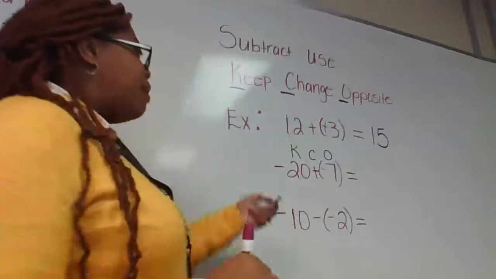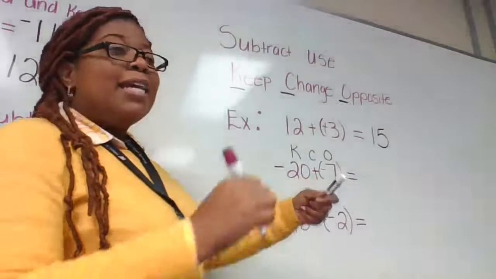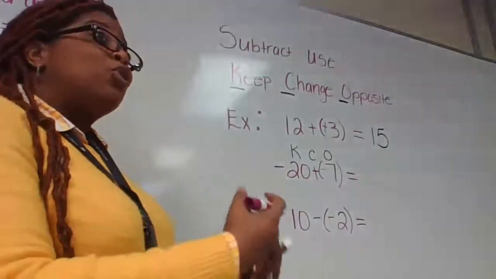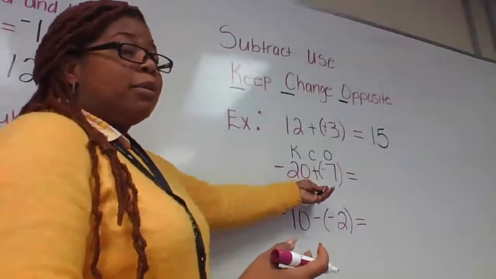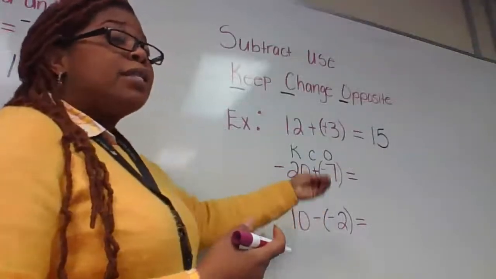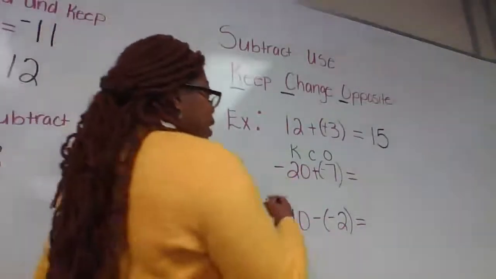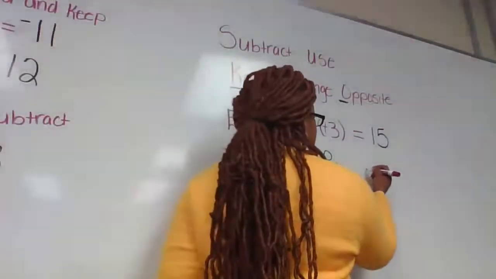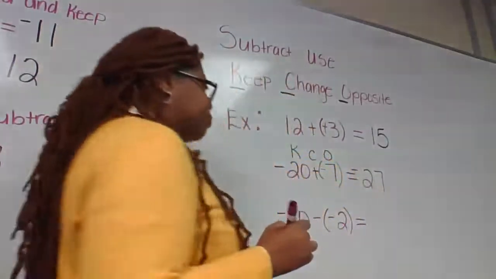And so now we have -20 plus -7. And again, we go back to the rules of adding integers because now this is an addition problem. And we have -20 plus -7. They are the same sign. So we add 20 plus 7, which is 27. And we keep the sign, negative.